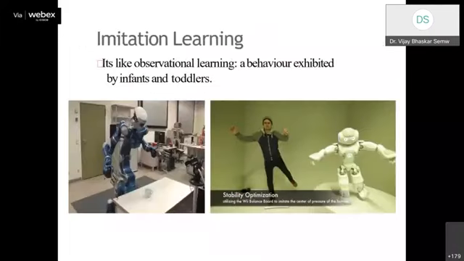Different. The imitation-based learning, where we are trying to learn some dancing practice, some behavior, we are going to see. It is like observational learning. A baby has to learn to ride, dance, or feed, and some other ways. A behavior exhibited by infants or toddlers comes in these categories. Whatever action you perform, the robot will also perform.